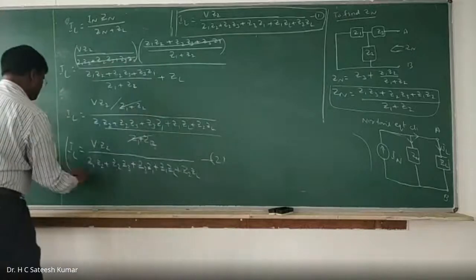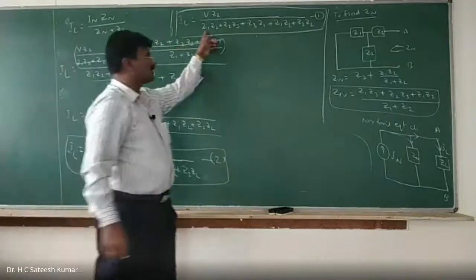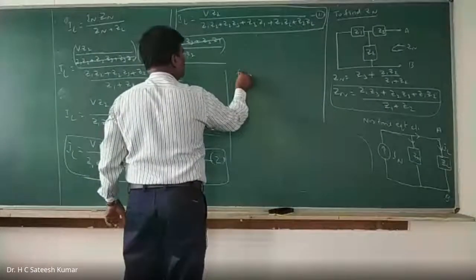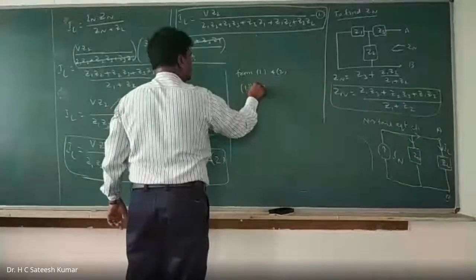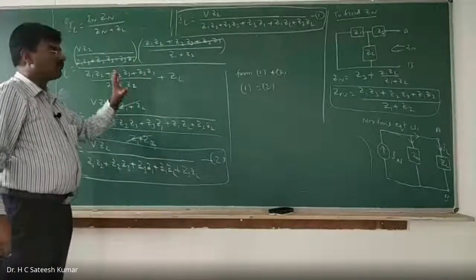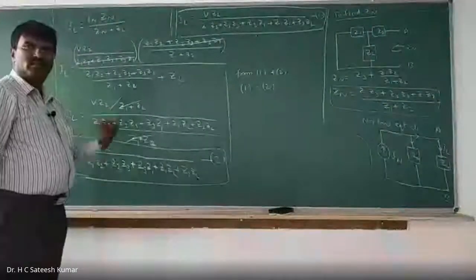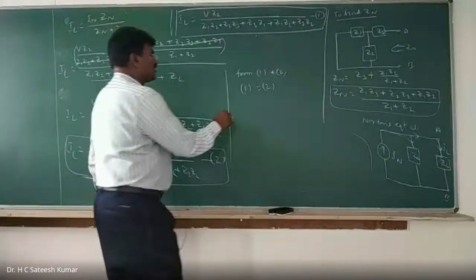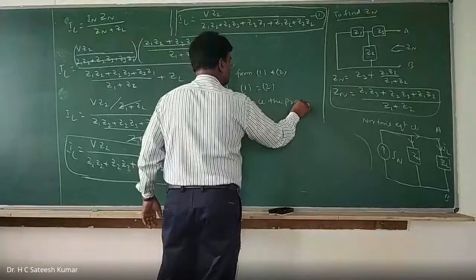If you see this, IL using Norton circuit, IL using original circuit, from 1 and 2, we can say that 1 is equal to 2. That means whatever the IL flowing with the original circuit is same as that. If you replace that complicated circuit by a Norton's equivalent, then also you will get the same current. Therefore, hence the proof. That's what we need to show.